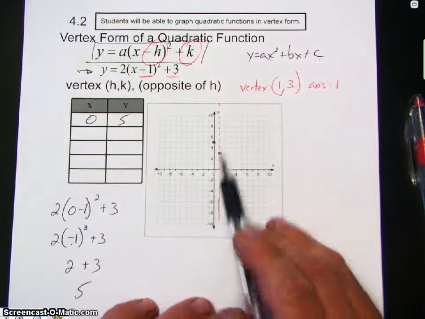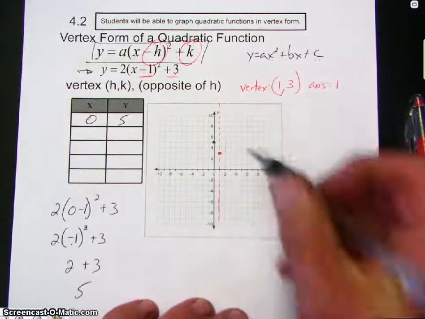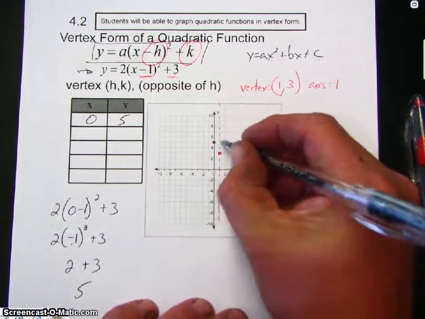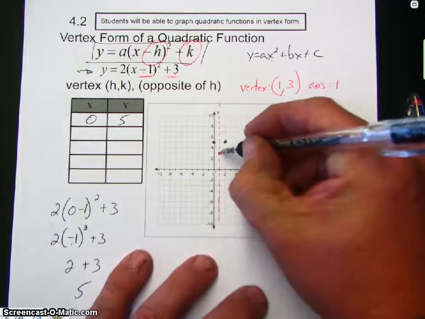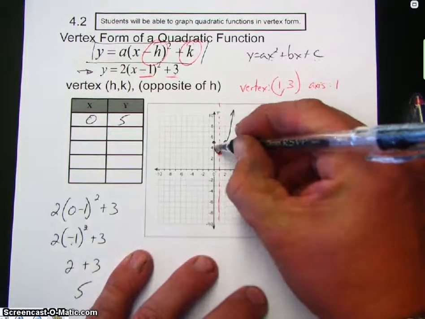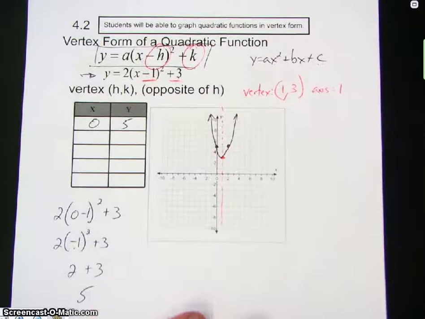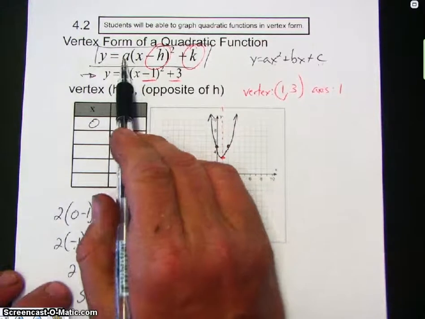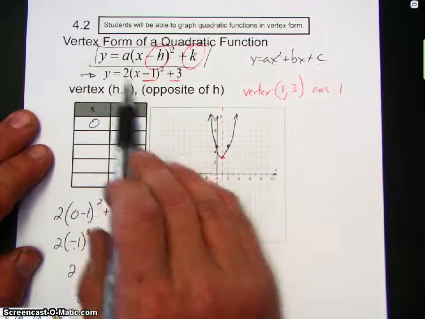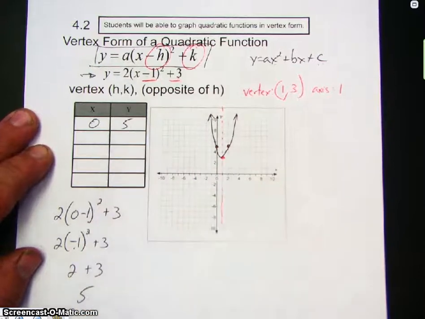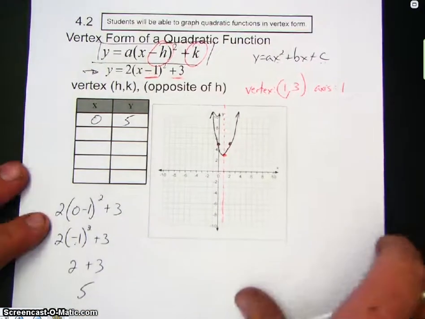Now, since we have the axis of symmetry, we just reflect this over. So the distance from here to here is 1. So the distance from here to here has to be 1 as well. And now here is my graph. If you notice, a is positive, so we know it's opening up. So that's a good indication I did this correctly.